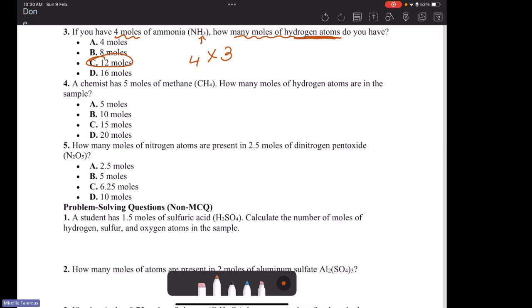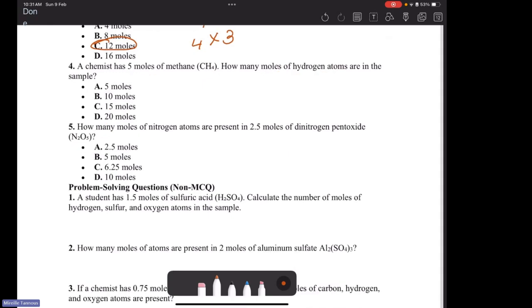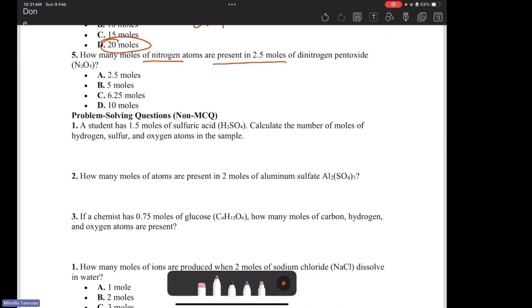So I think you're getting the point of this one. Be careful when you are reading the question, whether it says how many atoms or how many moles of atoms. So here, 5 moles of methane, how many moles of hydrogen? So 5 times the atomicity of hydrogen, 5 times 4. Now how many moles of nitrogen? Again, 2.5 times the nitrogen, that is 5.